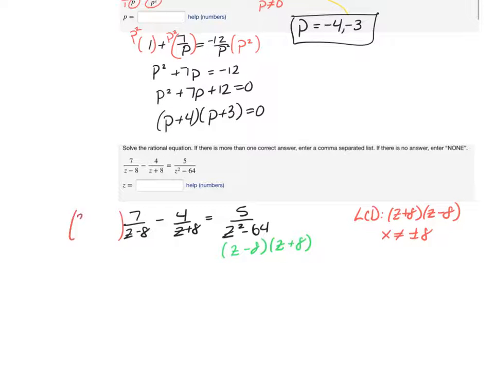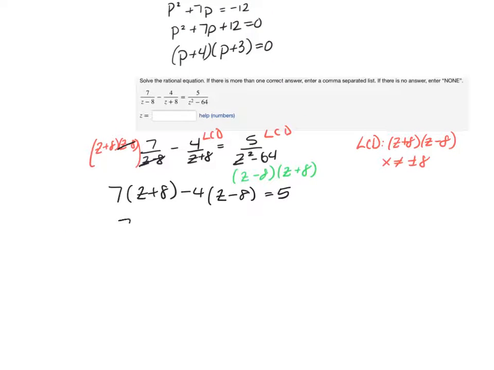It's going to be z plus 8, z minus 8. And then everywhere, so LCD, just to save myself some time, I'm going to write LCD. Now, for the first grouping, the z minus 8s cancel, leaving me 7, z plus 8. My second grouping, my z plus 8s cancel, leaving me z minus 8. And then on my other side of my equal sign, I just get 5, because my LCD will cancel out.